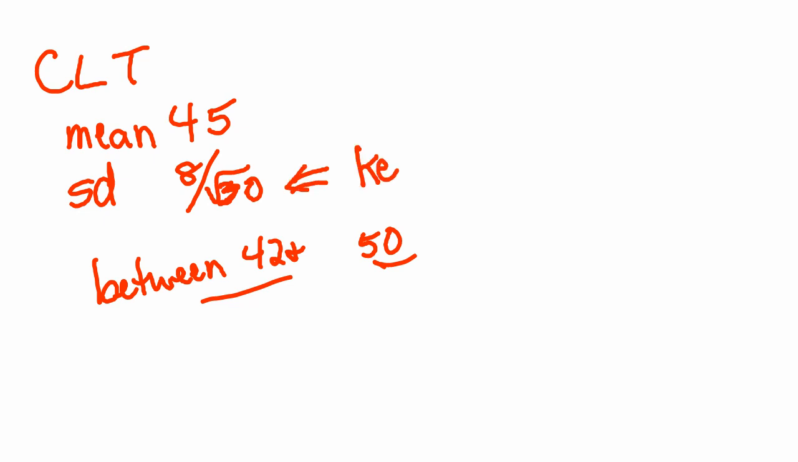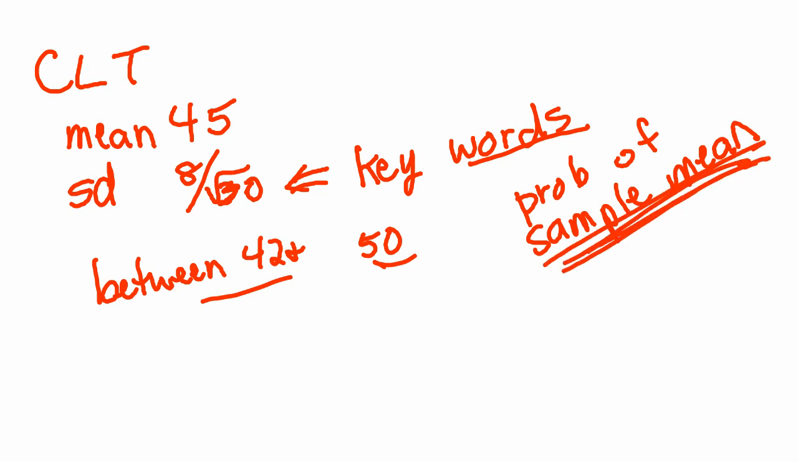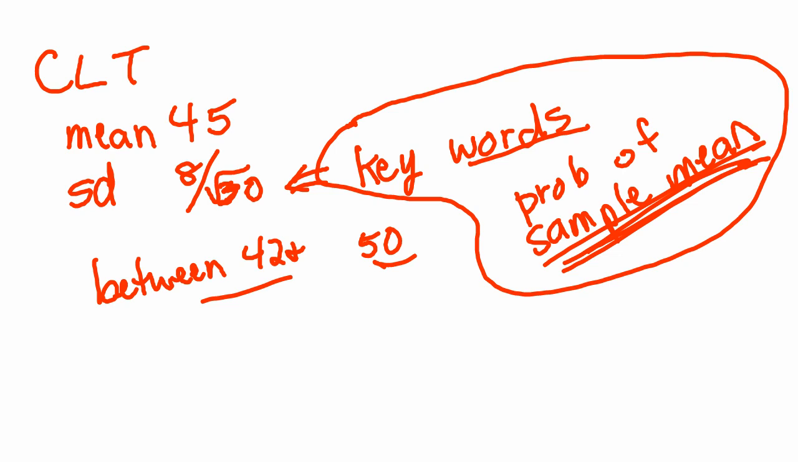You still use that calculator, but the key words in that problem are probability of the sample mean. Sample mean, that should click for you that that's the central limit theorem. That tells you to use the standard deviation over the square root of n.